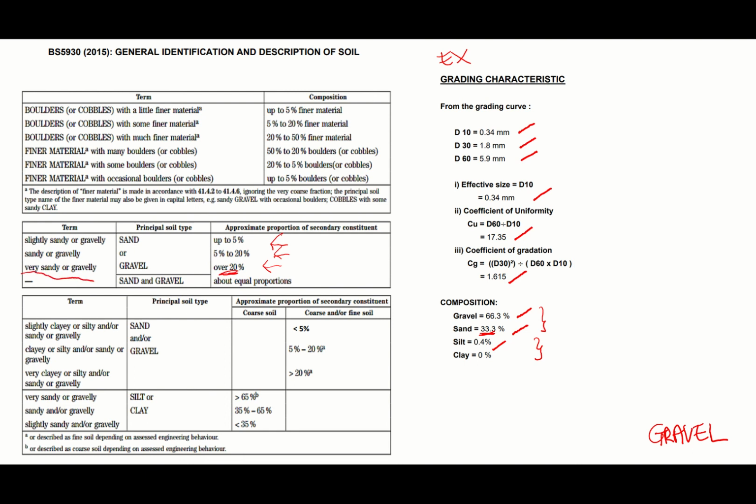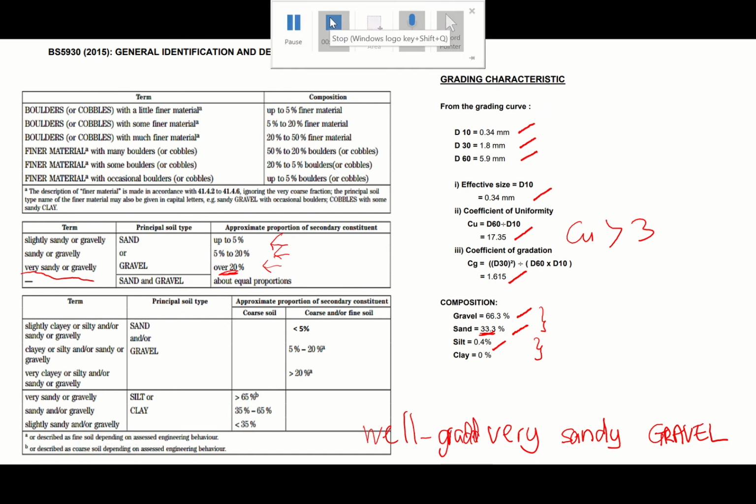So you are using this word, and we know that it will be very sandy gravel, because the secondary constituent is about 33.3%. And you calculate the value of Cu more than 3, so that one will be well graded, very sandy gravel. So that is how you name the soil, according to the composition and according to the data that you get from your PSD analysis.